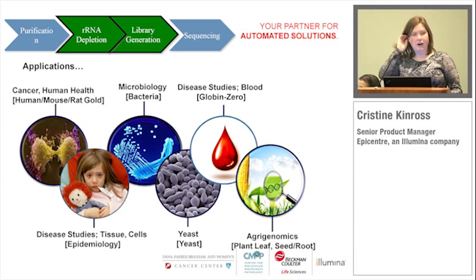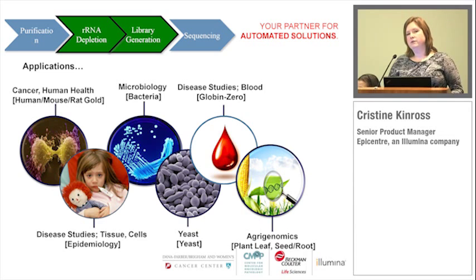These are used in a variety of different areas. What you can see here are the most common areas being used right now and widely published. For cancer research and FFPE research, we generally recommend the top left application. It's called human mouse rat gold.